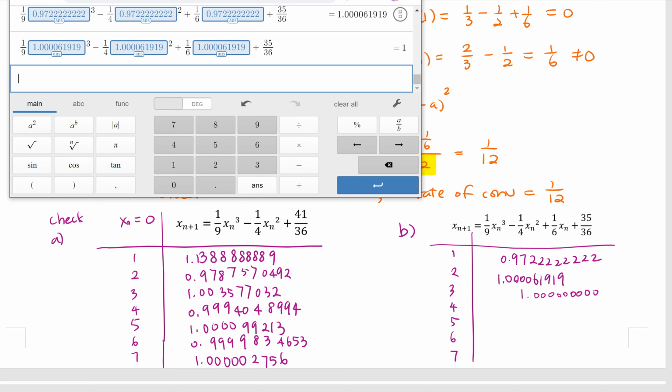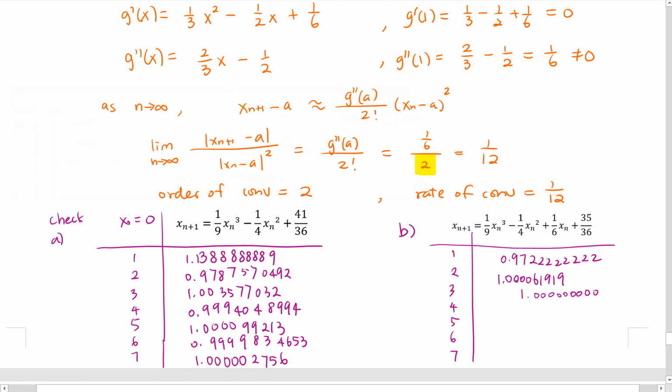So we can see, because in part B the order of convergence is 2, the order is the one that matters. Okay, so we can see this one converges faster. If two iterative schemes have different orders, then whichever order is bigger will converge faster. If two iterative schemes have the same order, then we look at the rates of convergence. Whichever has the smaller rate of convergence will converge faster. So far, so good, everybody?